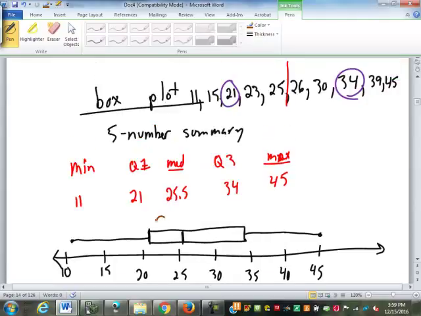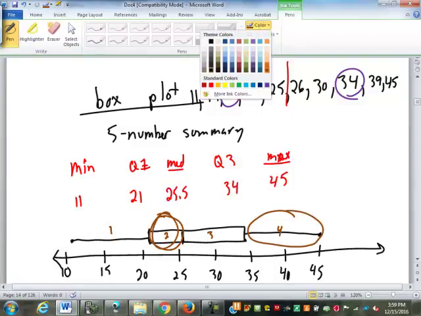The smaller a section of the plot is, notice there are 4 sections, 1, 2, 3, and 4. The smaller that a section of that box plot is, the more compact, the closer together the numbers are in that portion. The bigger it is, like here, the more spread out those numbers are.